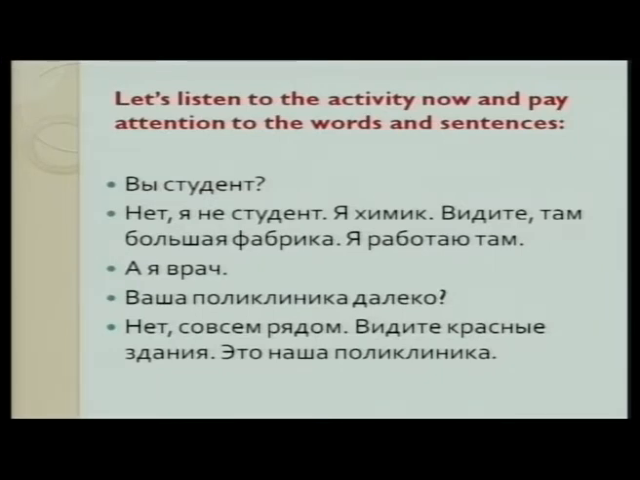So, here again you can pay attention to the conjugation of the verb работать. Since here we are using работаю for я, that is why the meaning is I work there. Я работаю там. Я врач, I am a doctor. For doctor in Russian we have the word врач. For a female doctor also we have the same word врач. It does not change. Ваша поликлиника далеко?